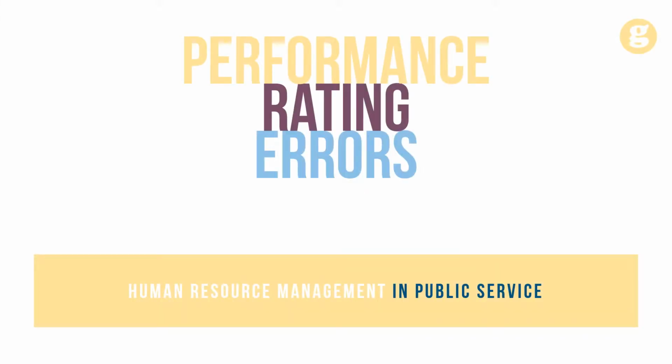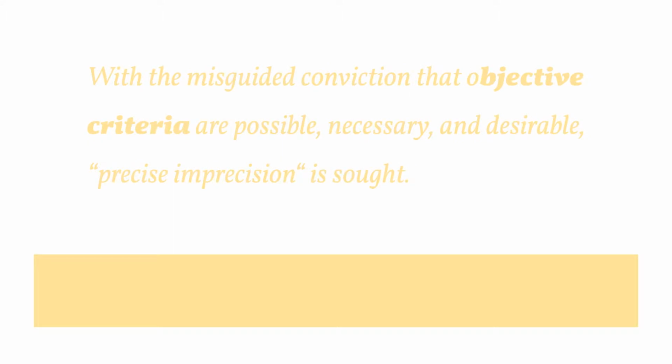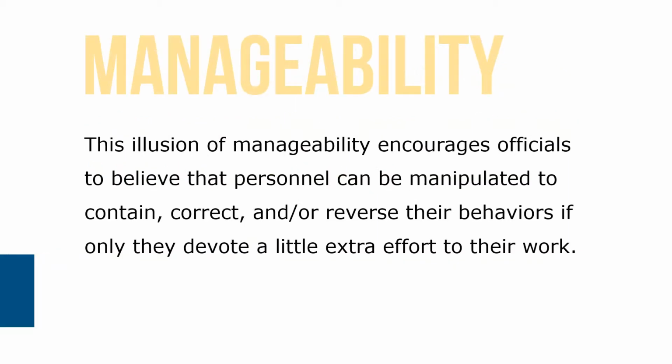The use of ratings assumes, rather naively, that the definition of job performance is clear, that direct measures are available to assess the employee, and that evaluators are reasonably objective and exact. With the misguided conviction that objective criteria are possible, necessary, and desirable, precise imprecision is sought. This illusion of manageability encourages officials to believe that personnel can be manipulated to contain, correct, and/or reverse their behaviors if only they devote a little extra effort to their work.